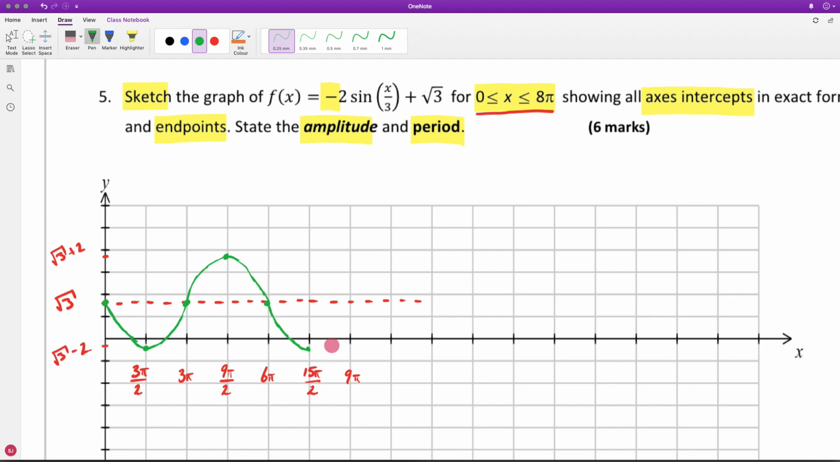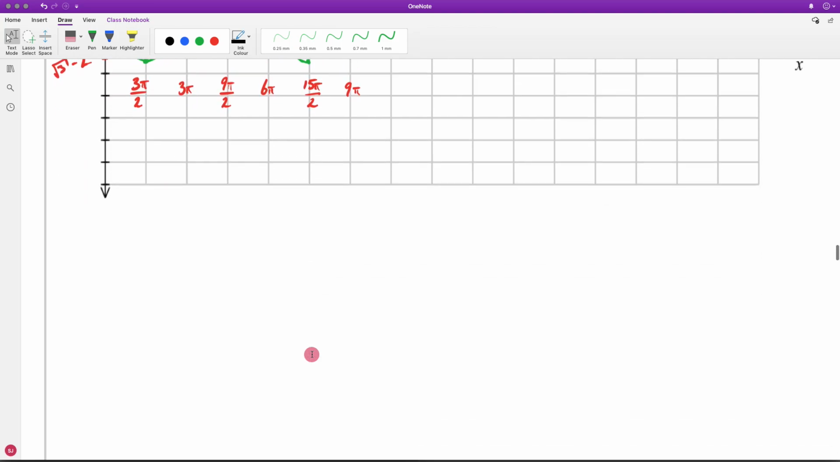Now, where is 8 pi? Where on earth is 8 pi? 8 pi might be up here, or maybe it's not up there, maybe it's down there. We don't know. So what are we going to do? How are we going to find our endpoint? Let me write it down here. What I'm going to say is the following.